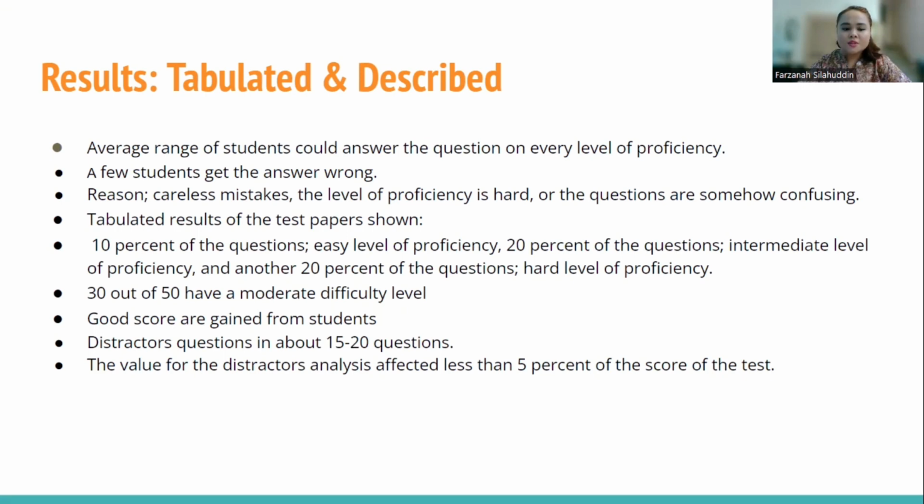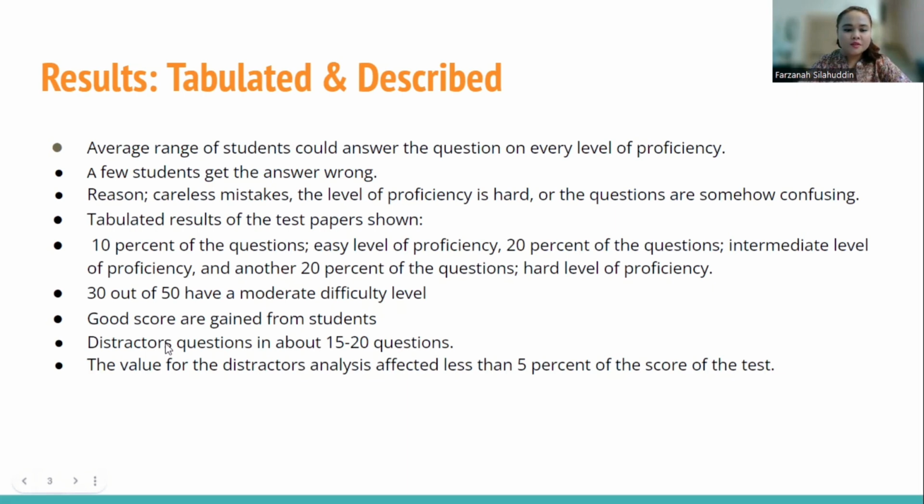Anyhow, the tabulated results of the test papers by the respondents have been analyzed. From there, it has been shown that the first 10% of the questions are on easy level of proficiency. Then 20% of the questions are on intermediate level of proficiency, and another 20% of the questions are on hard level of proficiency. Well, 30 out of 50 questions are at a moderate level of difficulty, but the students got good scores and could answer all the test paper questions well.